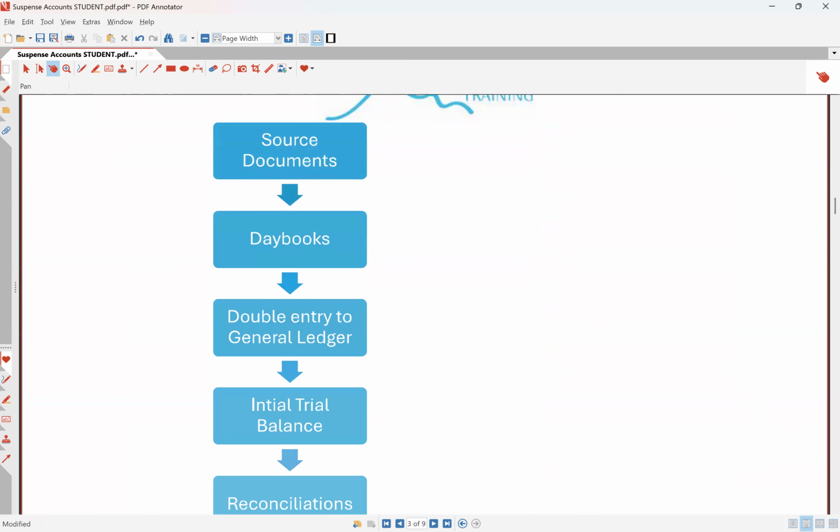We take our source documents, invoices, credit notes, the information from your bank statements and so on, and that goes into your day books. Now, your day books summarize things. They gather together similar transactions. And you might remember we have a sales day book, purchase day book. We also have returns for both of those. There's a petty cash book, cash book. Hopefully these are all coming flooding back.